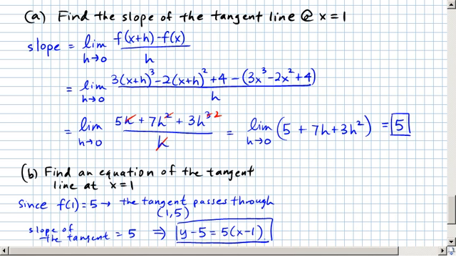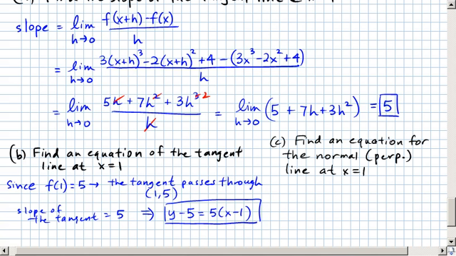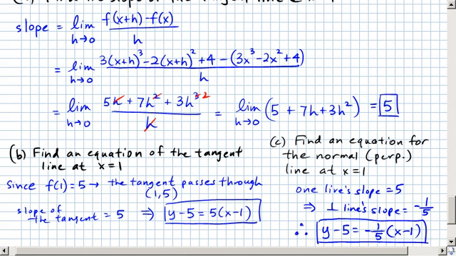Okay, finally we're going to find an equation for the normal or perpendicular line at x equals 1. So again, this is just going back to basic algebra. We know that if one line has a slope of 5, that the perpendicular line slope is going to be the opposite reciprocal of that. And since the perpendicular is going to pass through the same point, this is going to be the equation.